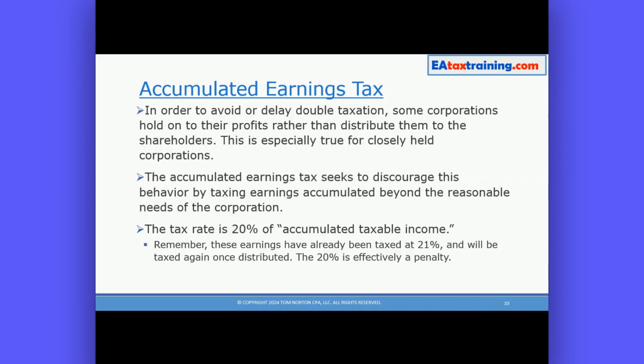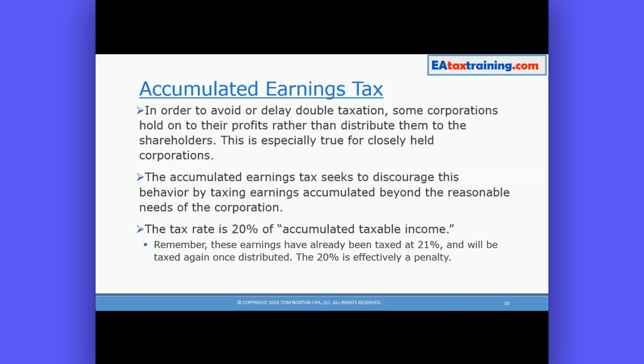So in order to prevent companies from just hoarding their earnings and never distributing them out, and the IRS never getting that second tax on the shareholders from the dividends, there is a rule in place called the accumulated earnings tax. What it says is that the corporation has to pay 20% tax on something called accumulated taxable income. And that 20% is in addition to the 21% normal income tax. So really, it's called a tax, but it is in effect a penalty. And then when the earnings are finally distributed out, the shareholders are still going to have to pay their tax. So this really is a 20% extra tax on top of everything else.